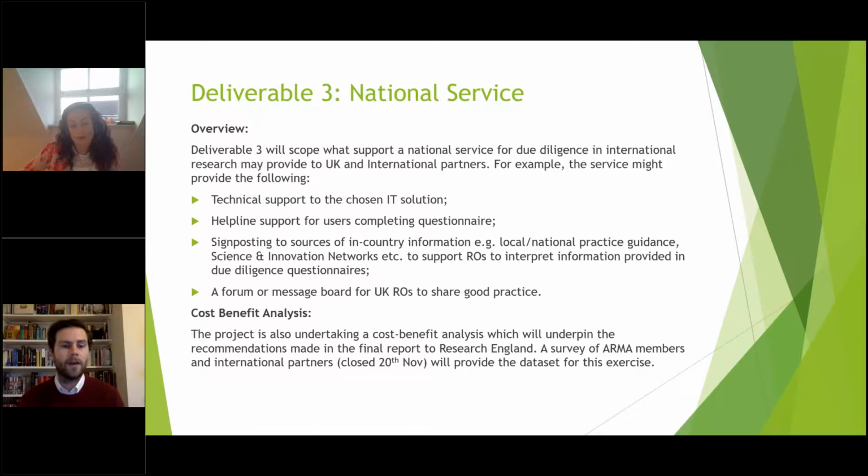And finally, the cost will be particularly important in our recommendations, and thinking through what the cost benefit of such an intervention is will inform our final recommendations.